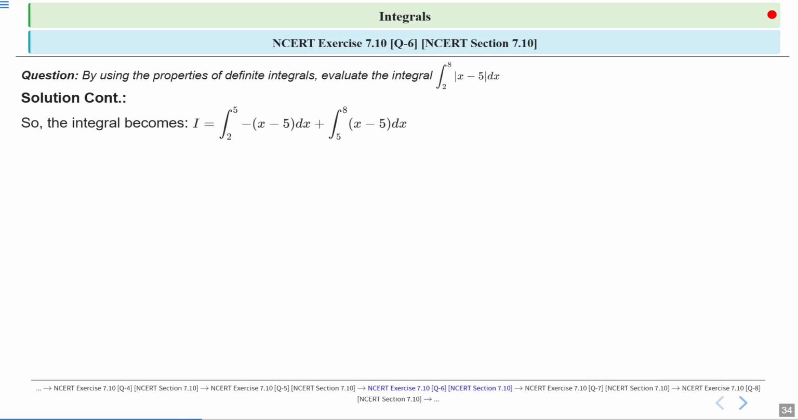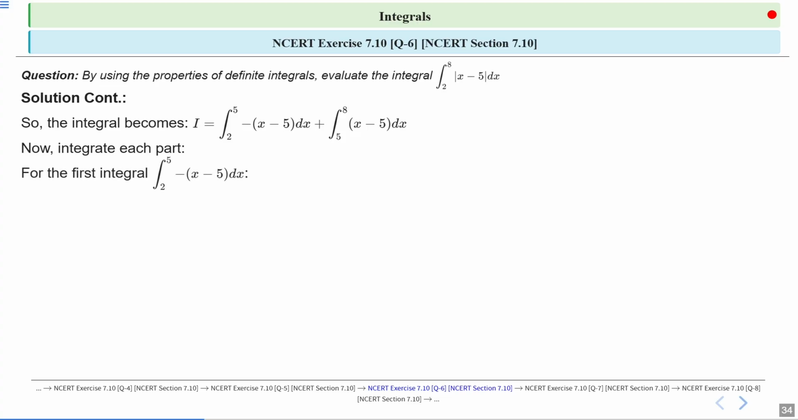So the integral is divided into two parts. First one from 2 to 5, and here the value of the absolute value function is minus (x minus 5), and from 5 to 8, here the value is positive, so x minus 5 dx. Now integrate each part.